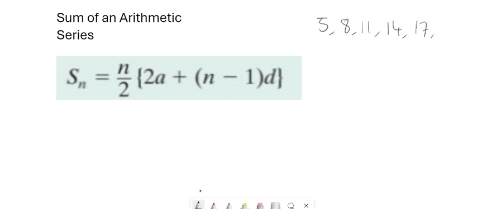So the difference between that and a series is that the terms in a series are added each time. So it's just 5 plus 8 plus 11 plus 14 plus whatever it is all the way along. So series is when you want the sum of all of the terms. Sequence is just the terms themselves.